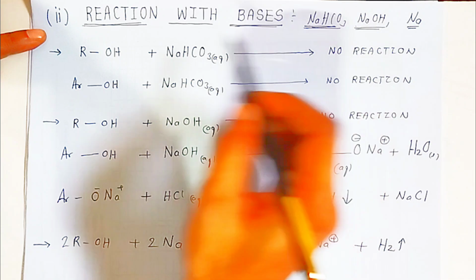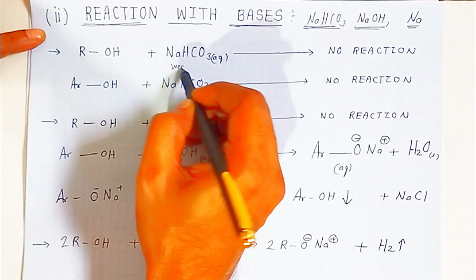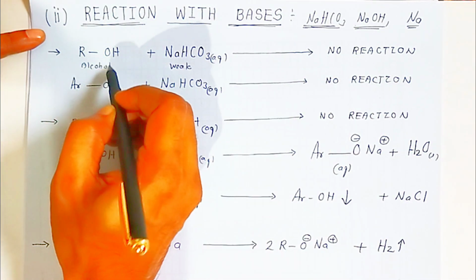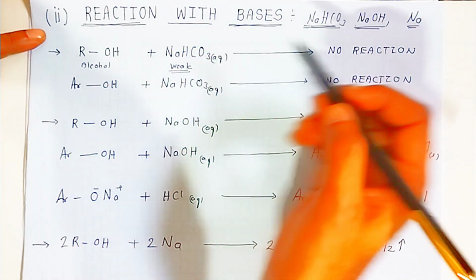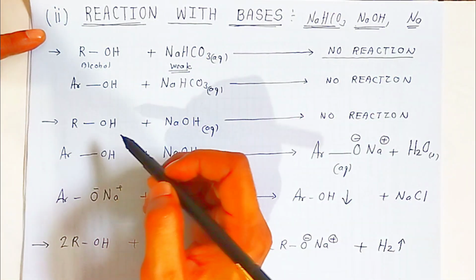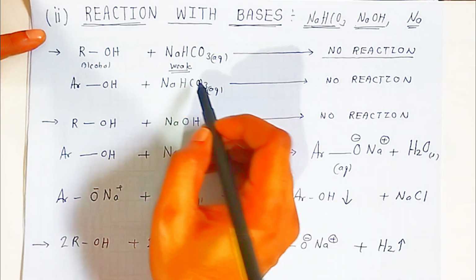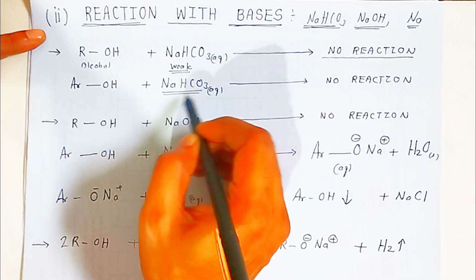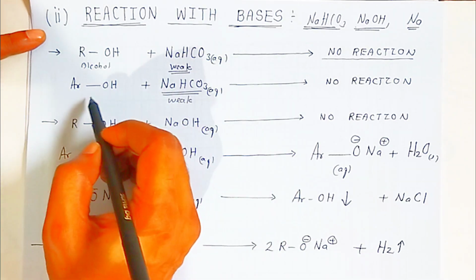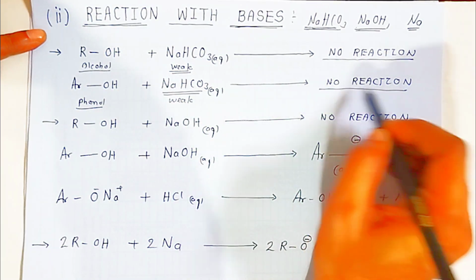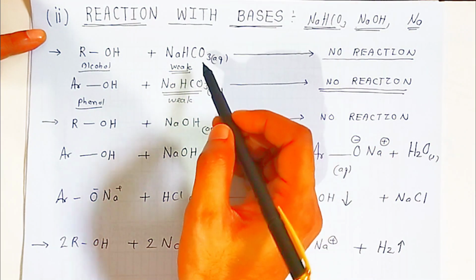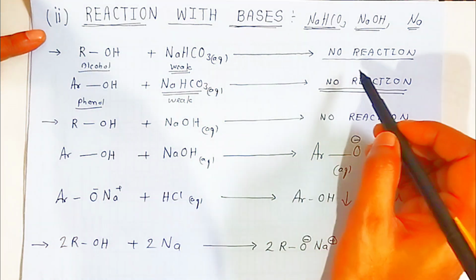Now what happens students, when you add this weak base to alcohol? There is no reaction. Now what happens when you add the same weak base to phenol? Both are transparent liquids students. When you add it, there is no reaction. Understanding? There is no effect of weak base on alcohols and phenols, because there is no reaction.